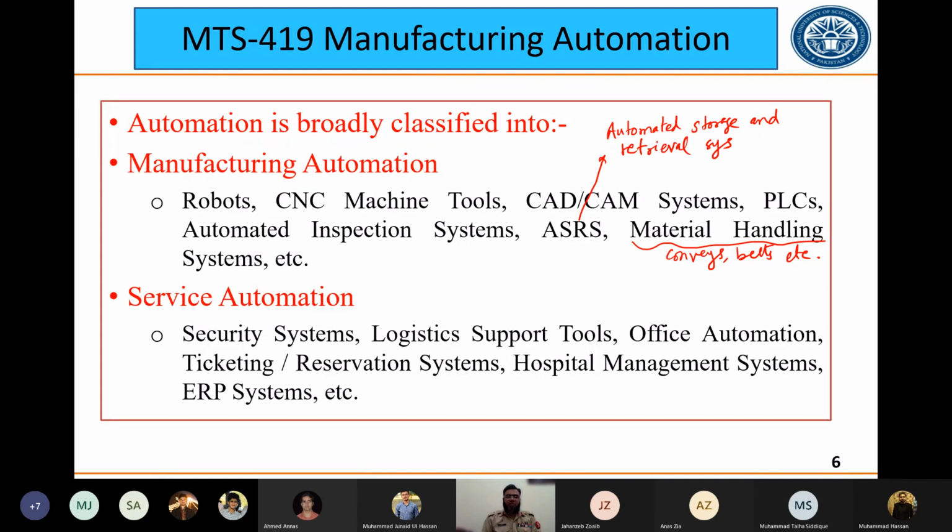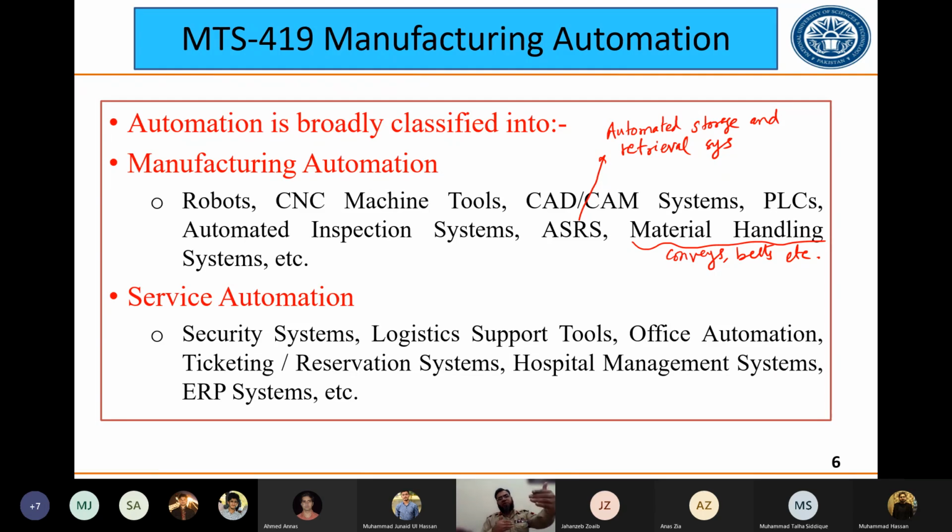सो ये लॉजिस्टिक्स का सपोर्ट. देन ऑफिस ऑटोमेशन, communication between one and the other office. So this is again can be done through automation. इसी तरह जैसे टिकटिंग है, रिजर्वेशन सिस्टम है, हॉस्पिटल मैनेजमेंट सिस्टम है, ईआरपी सिस्टम है विच आप देखें कॉलेज में चल रहा है. सो दीज आर ऑल टाइप्स ऑफ सर्विस ऑटोमेशन सिस्टम्स.